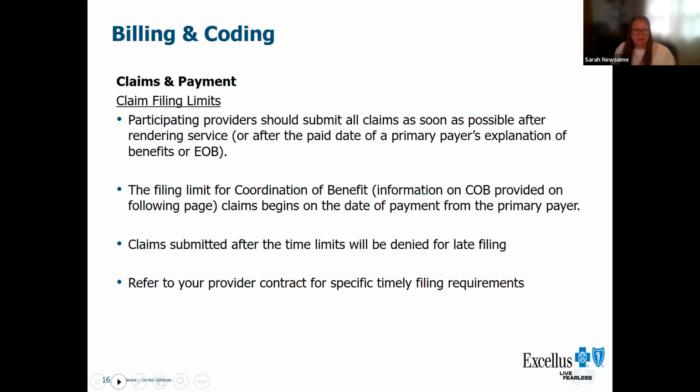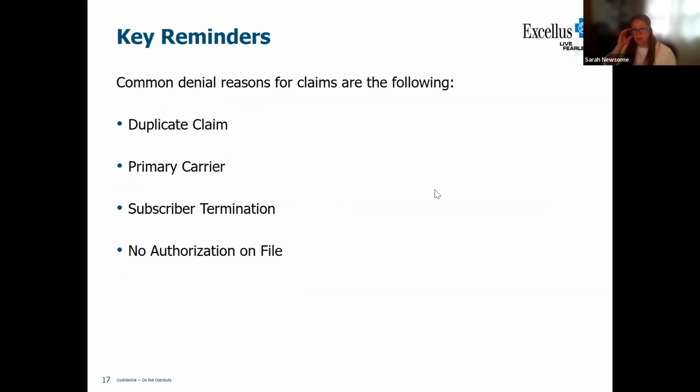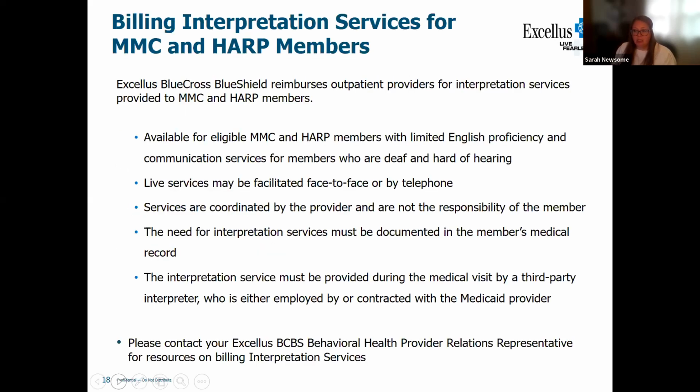We're going to go into reminders. I know that we've had a lot of questions regarding our common denial reasons. The ones that we see very frequently are the duplicate claim denial, primary carrier, subscriber termination, and then no authorization on file. So just making sure that you're checking membership and eligibility. You'll see that a person's subscriber ID may change based on when they recertify, how they recertify. So just making sure that you're checking that information. And then if there's not an auth on file, you can work with our clinical team to receive an auth for services. And then lastly, we're going to talk about interpretation services.